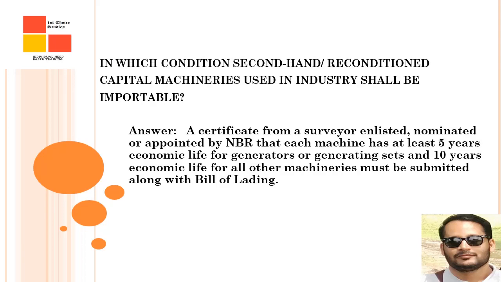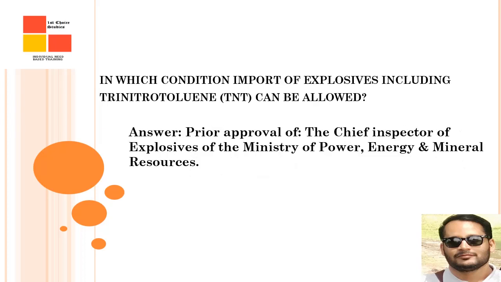In which condition second-hand/reconditioned capital machineries used in industry shall be importable? Answer: a certificate from a surveyor enlisted, nominated, or appointed by NBR that each machine has at least 5 years economic life for generators or generating sets and 10 years economic life for all other machineries must be submitted along with bill of lading.